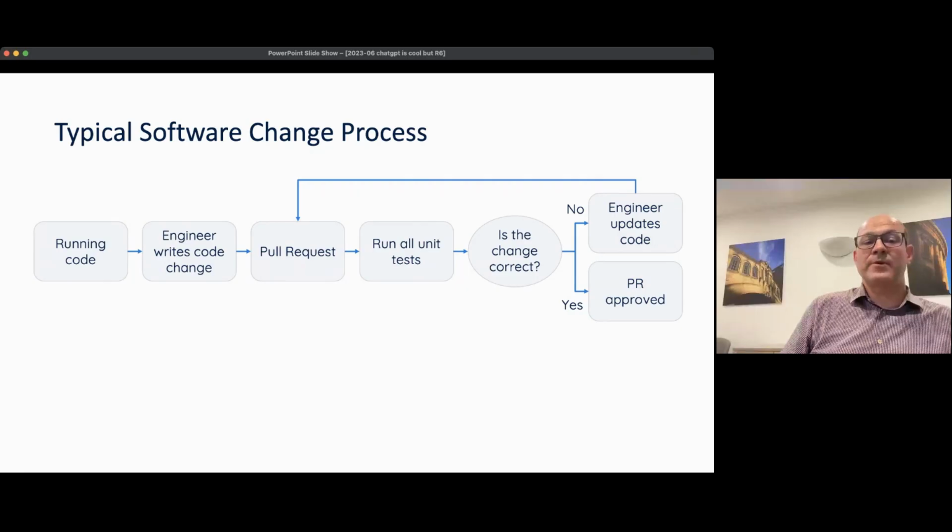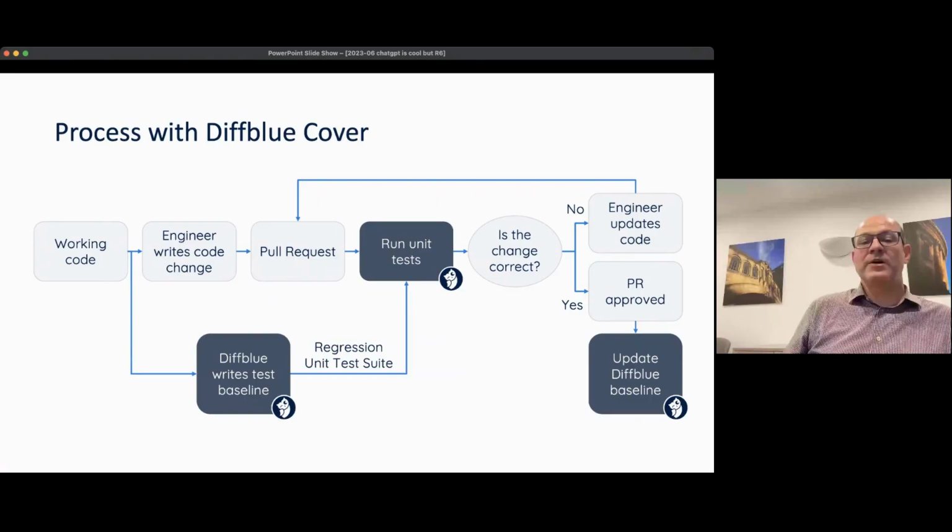So in a typical software change process, it looks like this. You've got running code, the engineer writes a change, they create a pull request in Git parlance, they run the unit tests, and based on that, they decide, is this PR ready to go? Maybe there's some additional human review, and then eventually the engineer either makes changes to the code or the PR is approved.